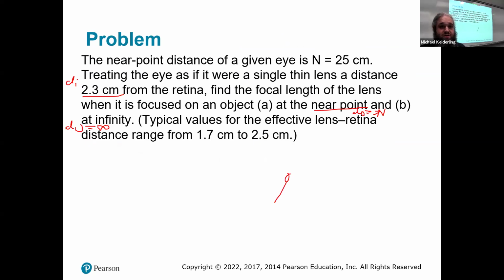So here we have a problem. The near point distance of a given eye is 25 centimeters. Treating the eye as if it were a single thin lens, a distance of 2.3 centimeters from the retina, so that would be DI, find the focal length of the lens when it is focused on an object at A, the near point, at 25 centimeters, and B, a DO of infinity. Typical values for the effective lens-retina distance will range from 1.7 centimeters to 2.5 centimeters. So I will give you a few minutes to work this out.